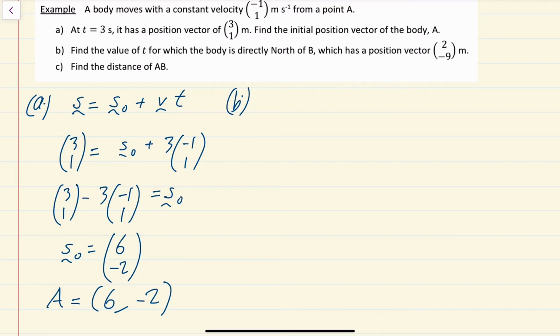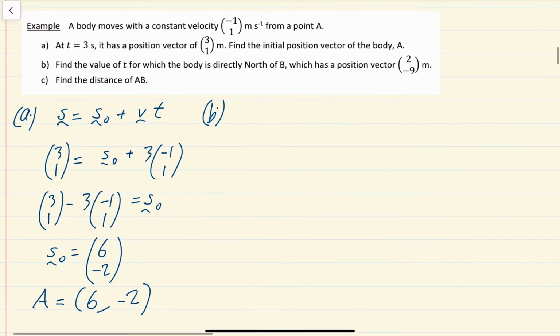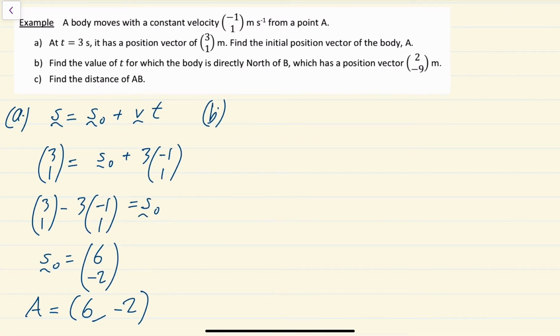Okay. Part B says, find the value of t for which the body is directly north of B. And it tells you B has this position. So this is B. Let's just write that down. B equals (2, -9) meters. That's where B is. Now this is a wee diagram. Let's just mark that point on. So (2, -9), that's your point B.